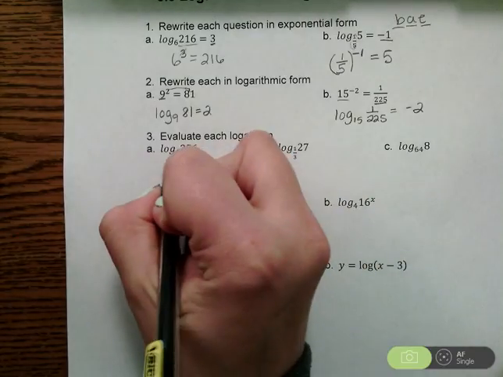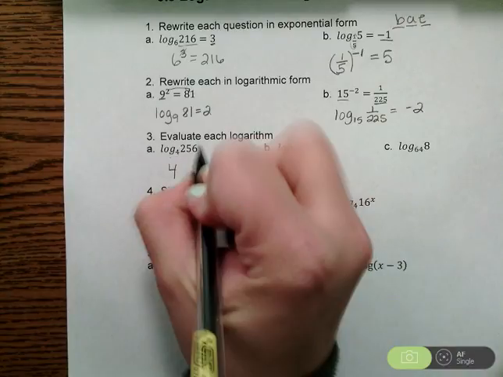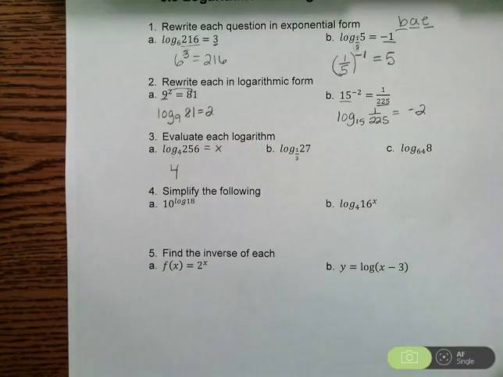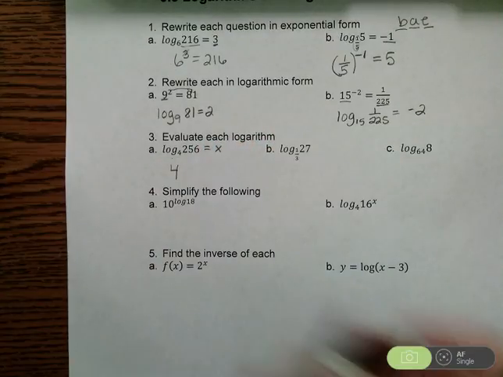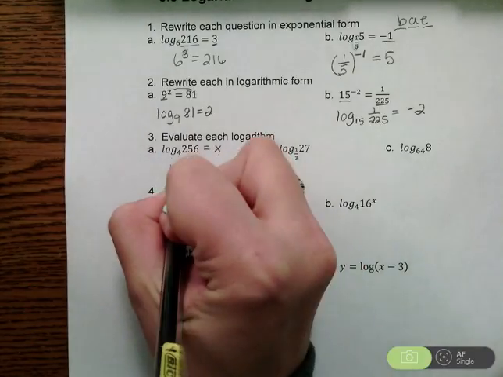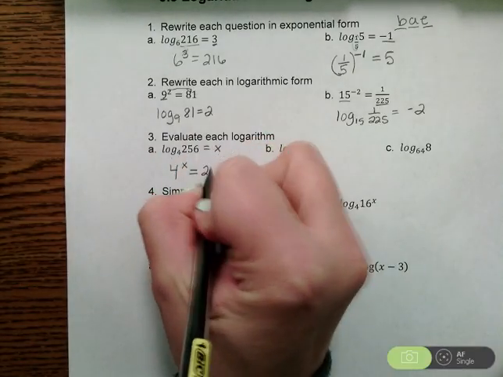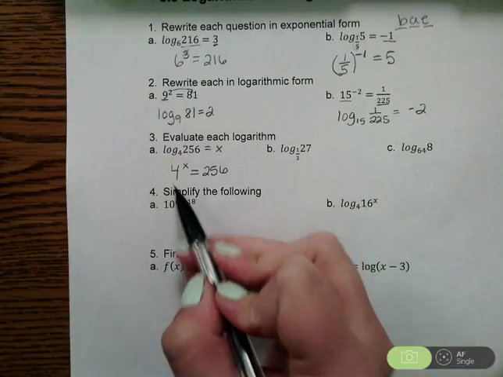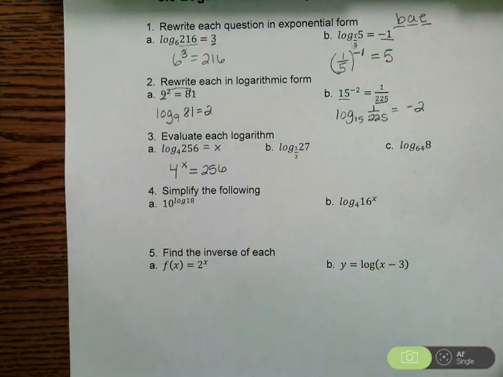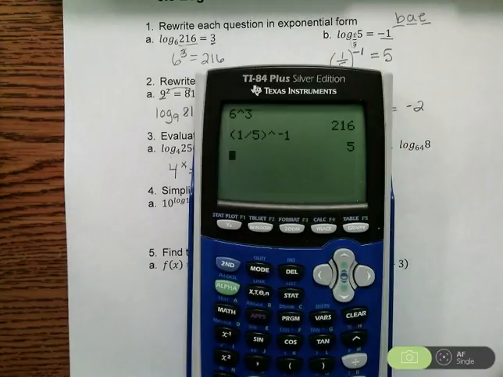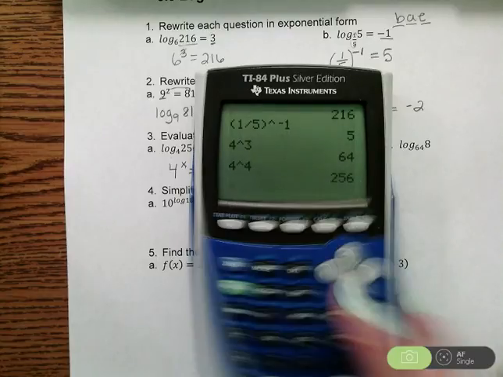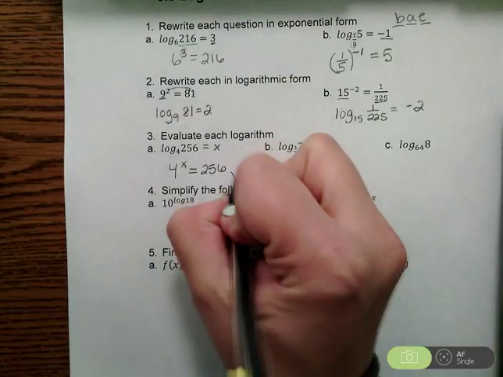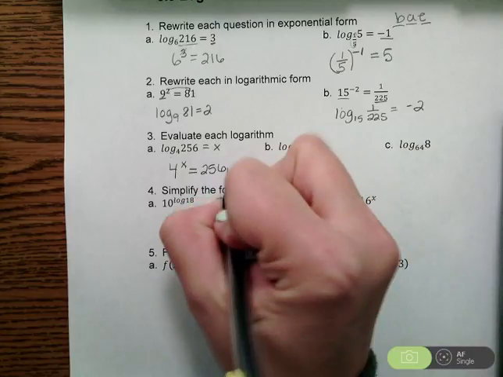So our base stays the base. Think of it as equaling x, and we have to figure out what x is. The answer becomes the exponent, and then we've got 256. So now we have to figure out 4 to what power is 256. I like to do guess and check. Let's do 4 to the third. That's 64, not quite big enough. What about 4 to the fourth? Oh, that gets us there. So x must equal 4.